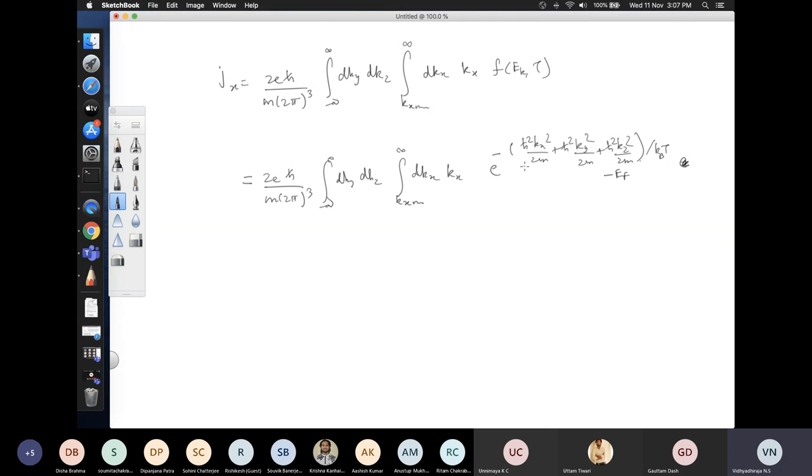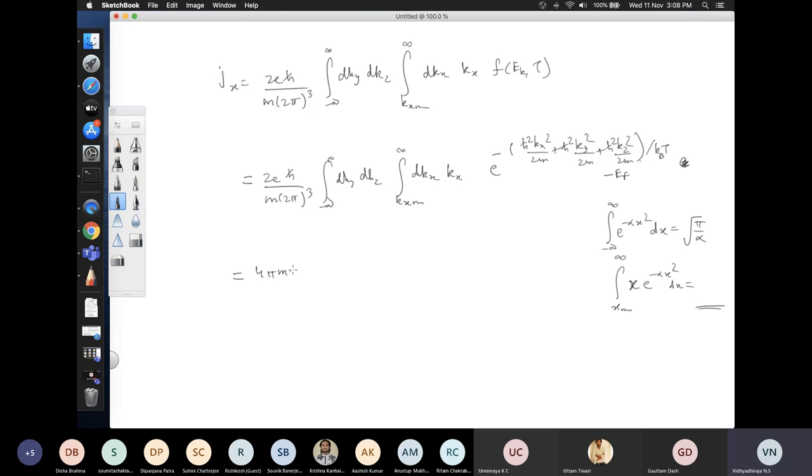Now this can be done separately, for kx, for ky, and for kz. It becomes completely separable, and these are all Gaussian integrals. So we can use the formula that the integral of e to the power minus alpha x squared dx from minus infinity to infinity is root pi by alpha. We can also do this integral exactly if we have e to the power minus x squared, x from minimum to infinity. It is very easy, because if you substitute x squared equal to u, then x dx becomes du. So it's a very easy integral.